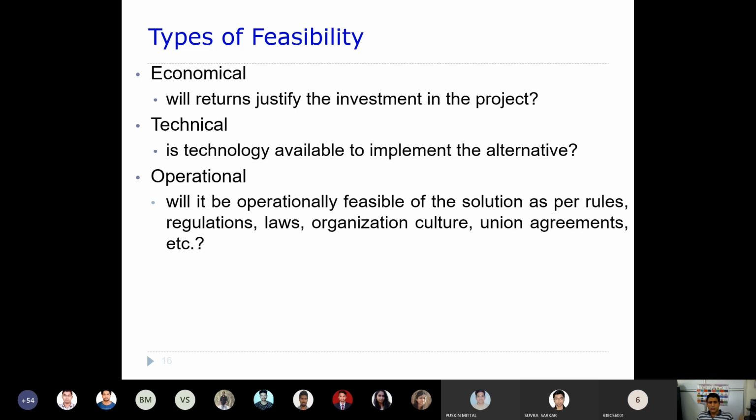Okay, and the other one is operational. Whether operationally the solution is feasible or not, in terms of rules, regulation, laws, organization culture, union agreements, etc. Let's say you have developed a software, and that software may be operated, but because of certain rules, that software may not be allowed to operate, so you may not be able to keep that particular software in operation.